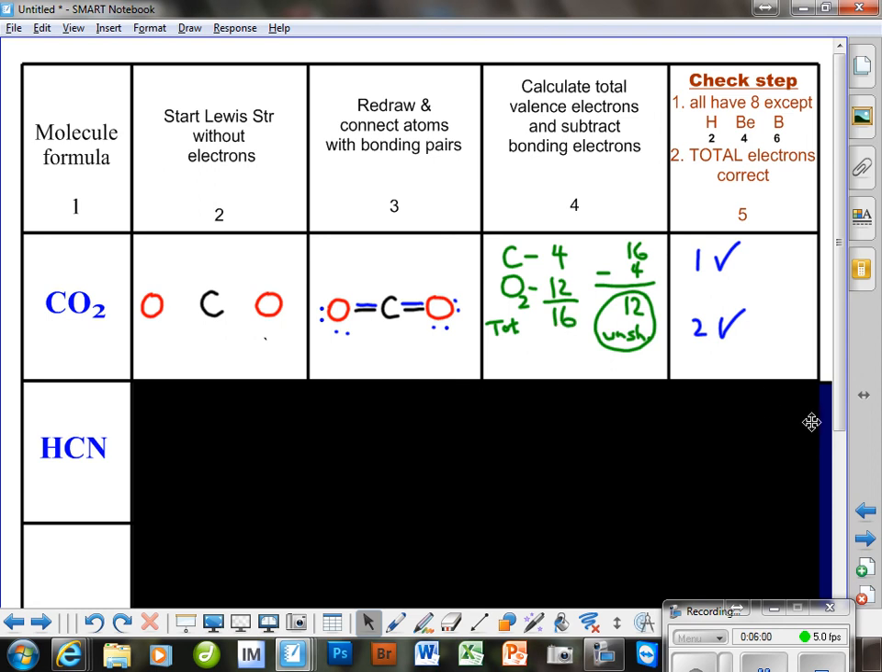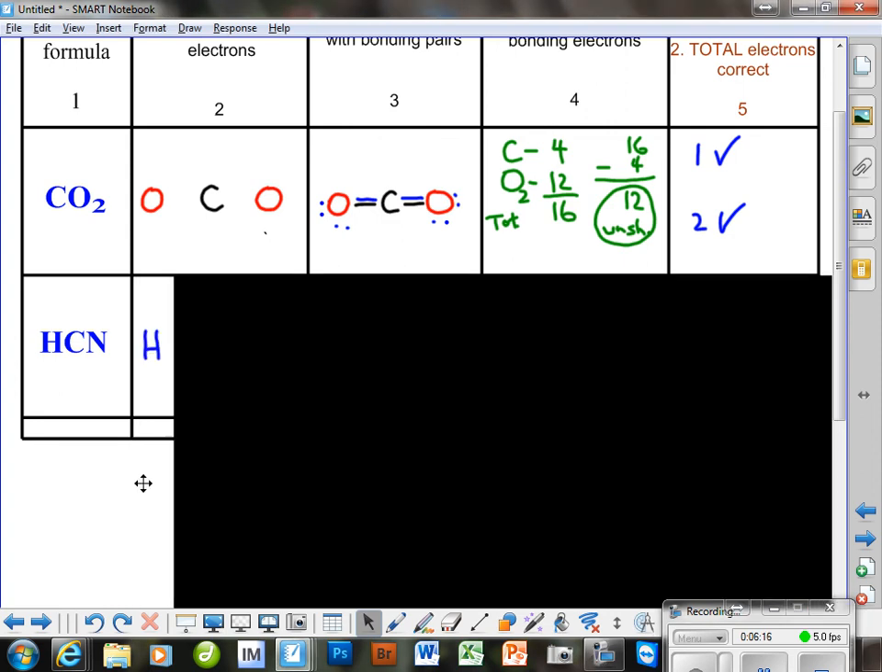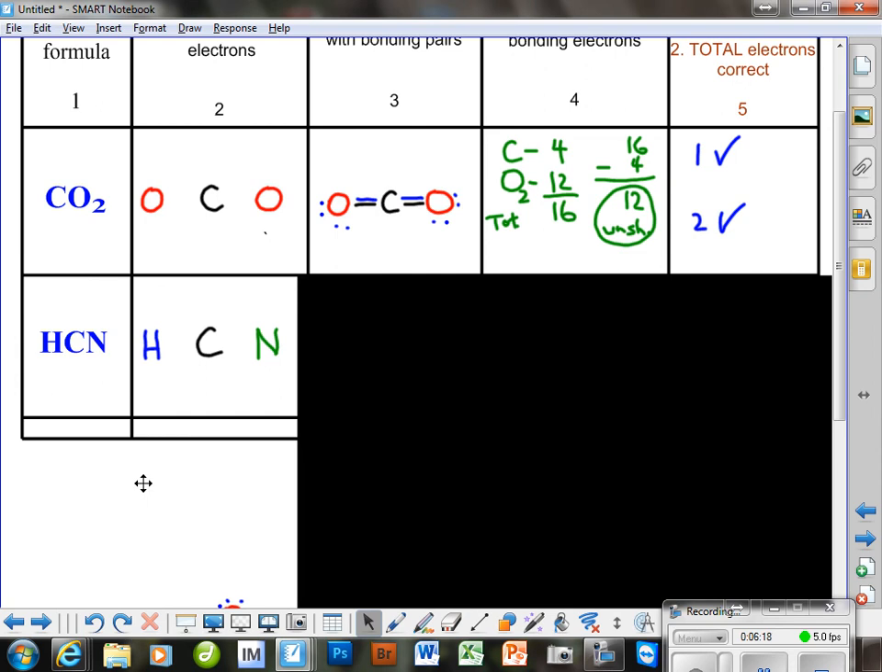Now, let's go ahead and work out our next guy. Okay, I think I got my movement problem solved. Now, let's look at hydrocyanic acid. This guy is a fun one because he comes up short as well. Let's see what happens. First of all, we lay it out, just like we always do.